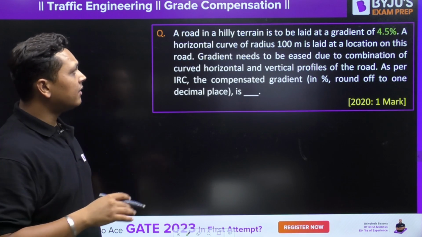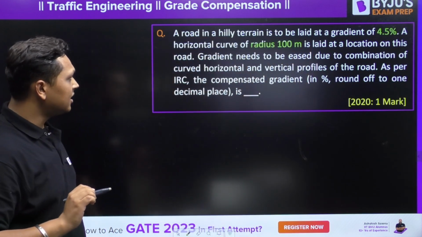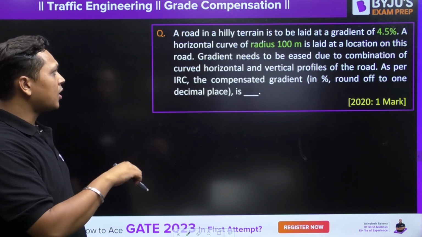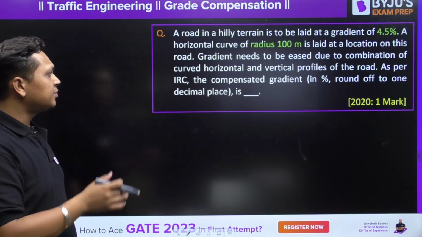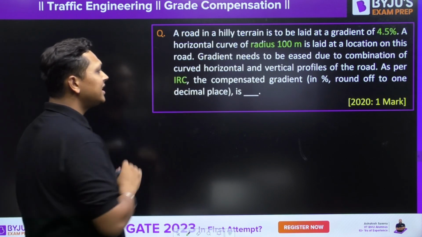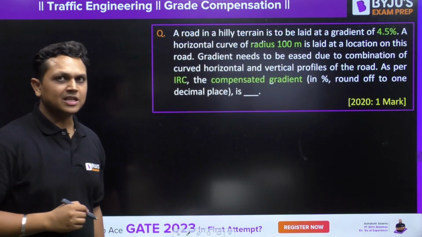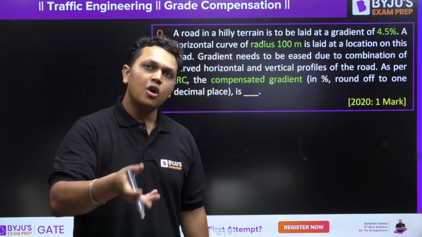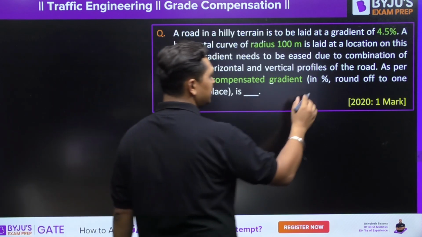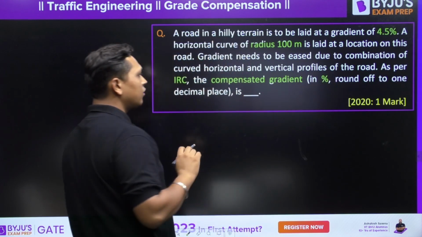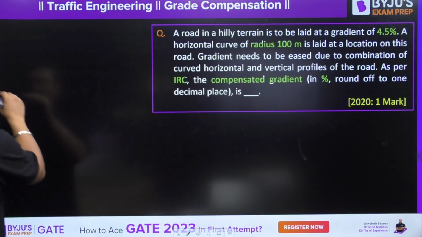A horizontal curve of radius 100 meter is to be laid at this location. Gradient needs to be eased due to the combination of curved horizontal and vertical profile of the road as per the IRC. The compensated gradient in percentage. So you are asked to find the compensated gradient. You have to pay attention whether they are asking grade compensation or compensated gradient, because the answer is going to change. Rounded off to 1 decimal place. So let us find out.